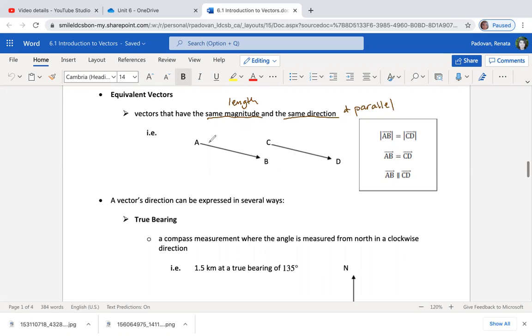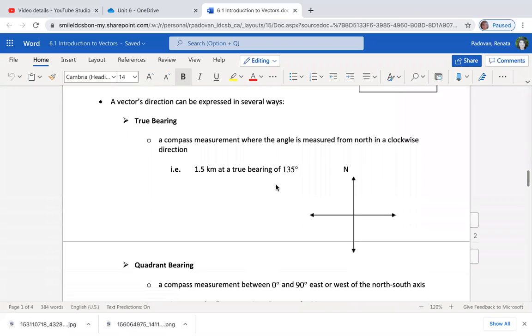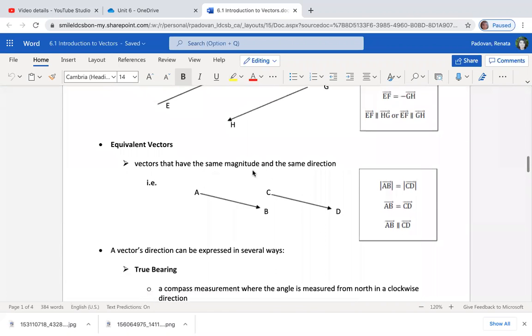And they would be the same length, same direction, and parallel to each other, meaning that they would end up on top of each other. Okay? So a vector's direction, if we're talking about the direction now, can be expressed in several ways. There's two ways that we're going to talk about for the direction, because here we're talking about the length, the magnitude.